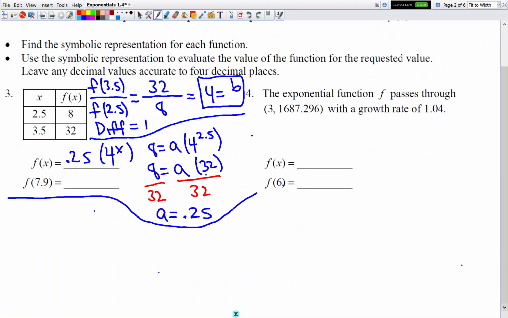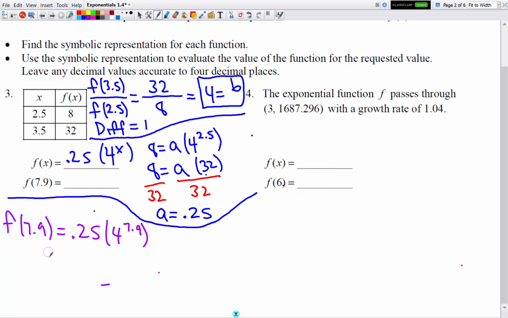Okay, is this going to be enough space? I think it might be. Now let's take it on a test drive and let's plug in 7.9. So f of 7.9 equals 0.25 times 4 to the 7.9 power. Yeah, because it says plug in 7.9 right here. So I plugged in 7.9.